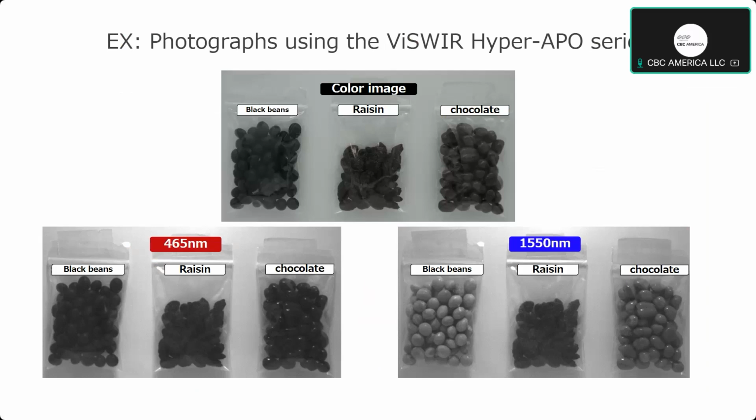Now here is an image at 465 nanometers. At 465 nanometers, we're only really using blue visible light, so there's not much difference from when it is taken in color. But on the other hand, when photographed at 1550 nanometers, the black beans have a strong reflection and the three become clear. The chocolate also has a slight reflection. The raisins have no significant difference from the image taken at visible light. This is probably due to the amount of moisture contained in the subject.